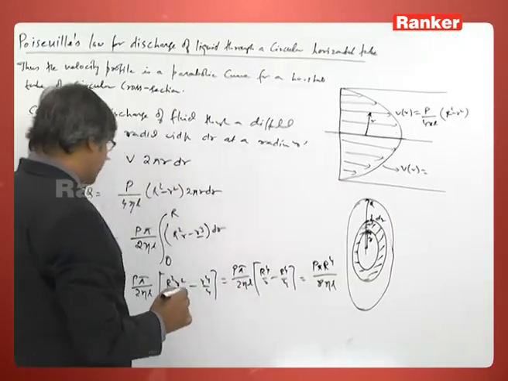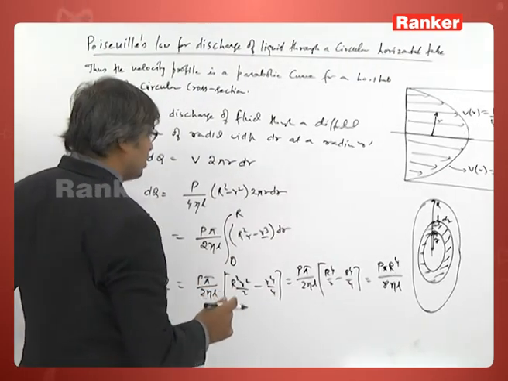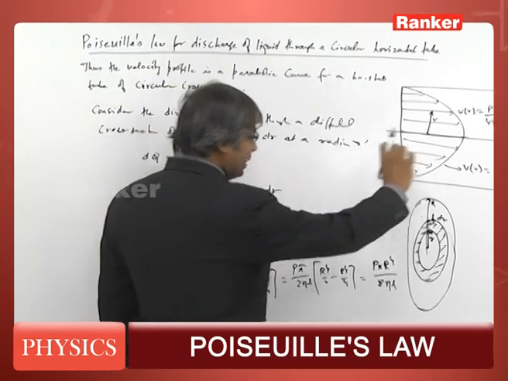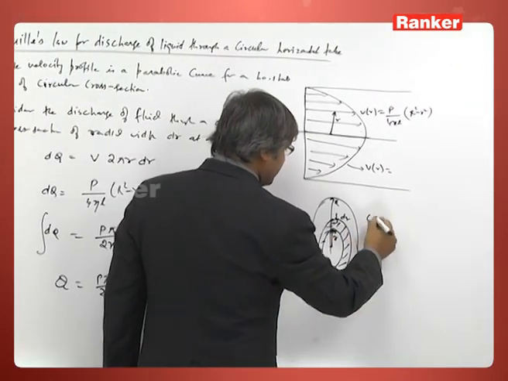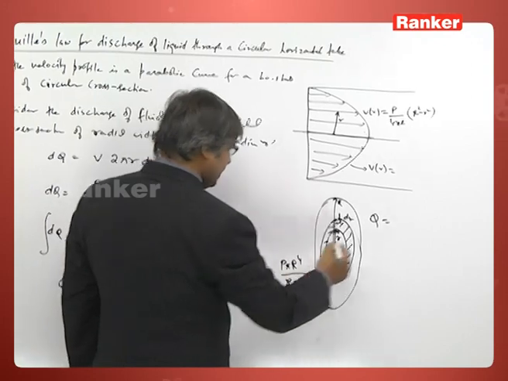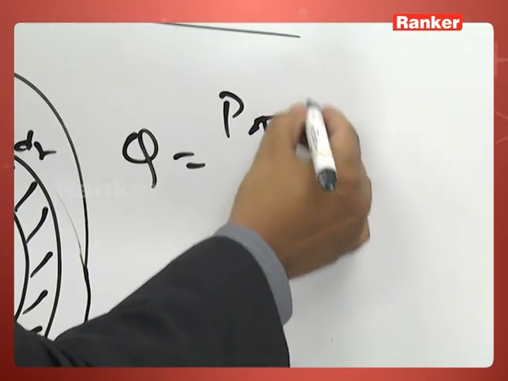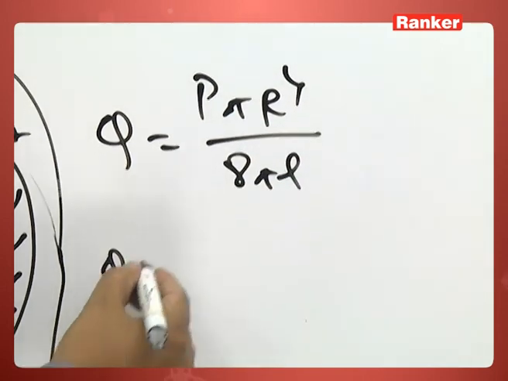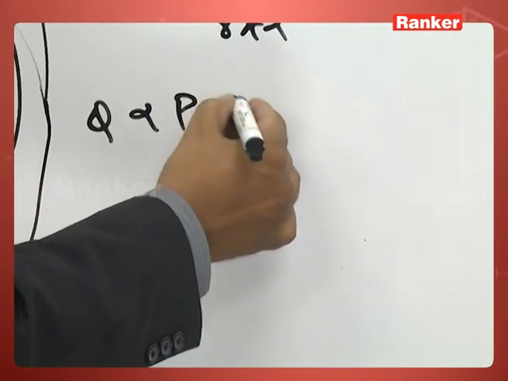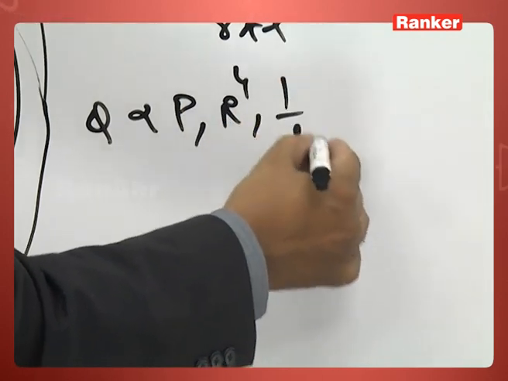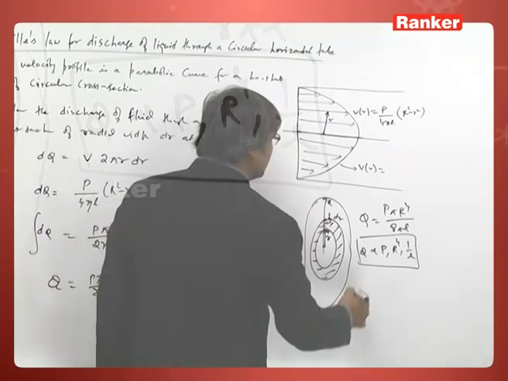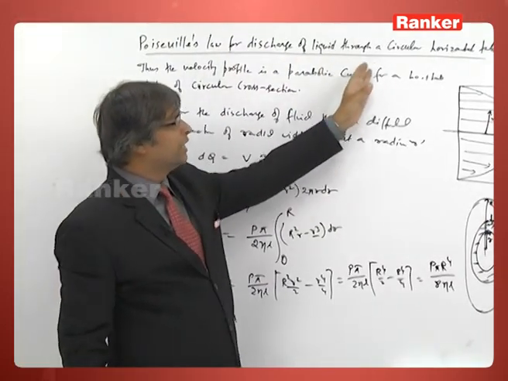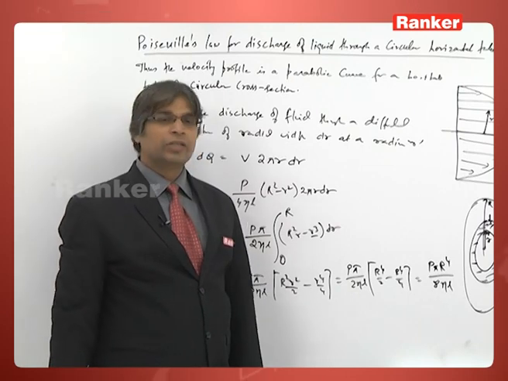So, thus you see that the discharge of a fluid through a circular tube is given by P pi R to the power 4 by 8 eta L. So, discharge is proportional to P R to the power 4 and inversely proportional to L. So, this is the Poiseuille's law for the discharge of fluid through a circular horizontal tube.